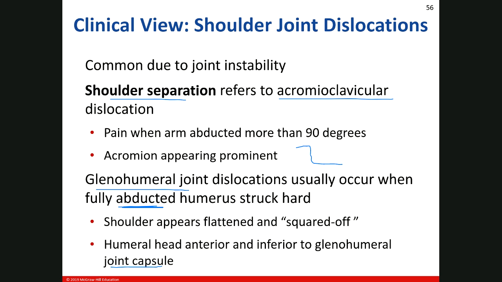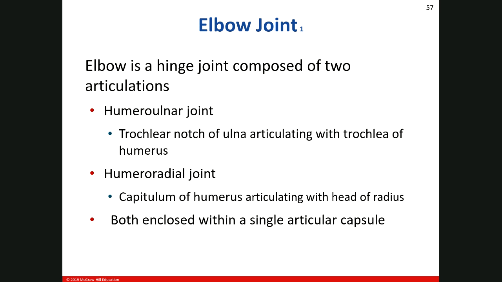Physical therapy helps, and a lot of times with physical therapy and surgery, depending on how bad the damage is, what they do is strengthen the rotator cuff muscles to add stability to prevent that from happening. All right, elbow joint. This one again is a hinge joint.